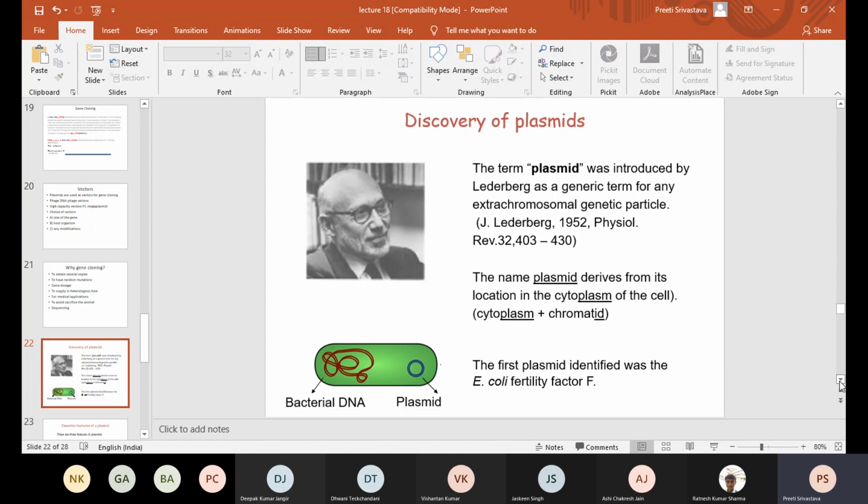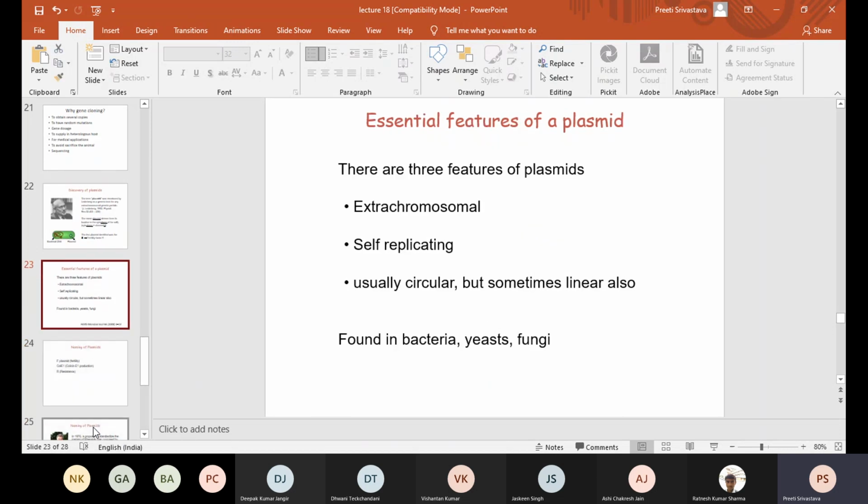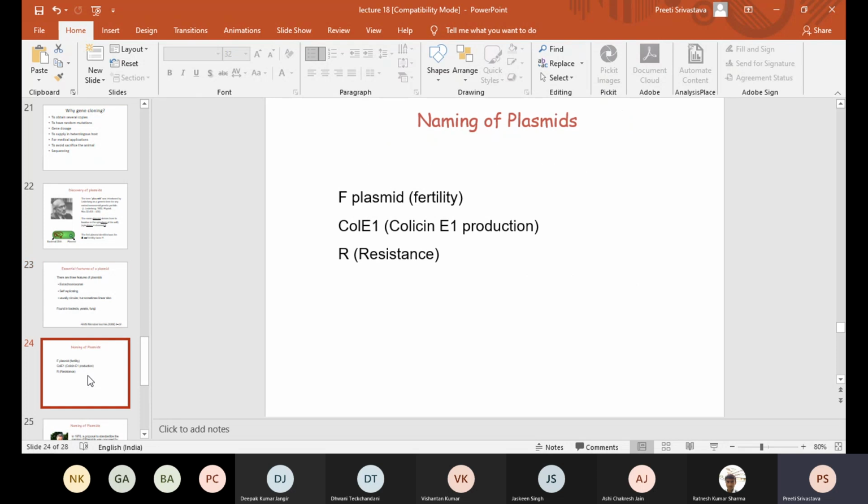The first plasmid that was identified was the E. coli fertility factor F, and why it is called fertility factor and why it is named F you will learn when I teach you conjugation. Essential features of a plasmid: they are extra chromosomal, they are self-replicating, and they are usually circular but sometimes linear. They are found in bacteria, but also in yeast and certain fungi as well.